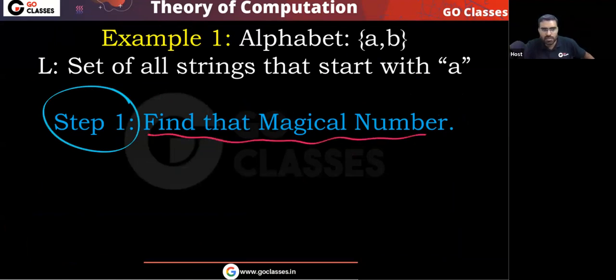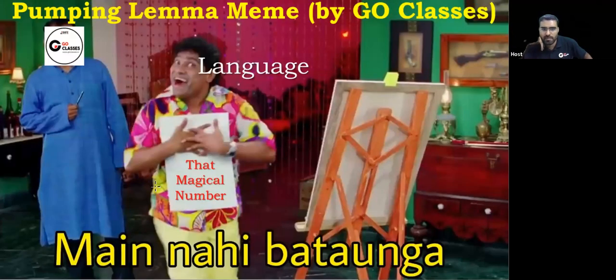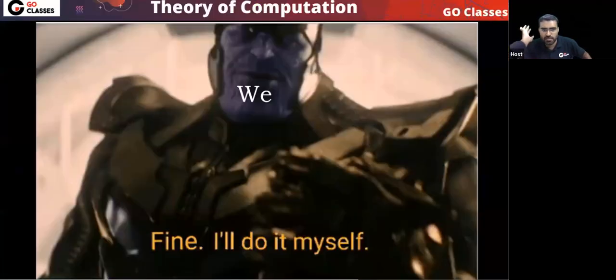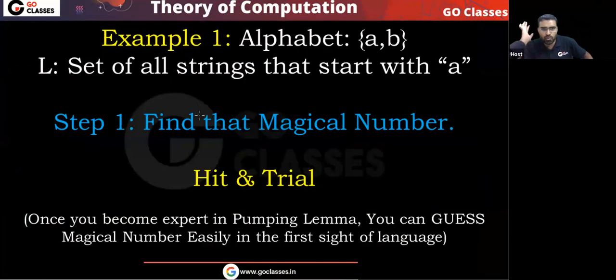Okay, so tell me one thing. How to find this magical number? That is important, right? For this language, how to find the magical number? This language will not tell us. If you ask this language, what is that magical number, this language will not tell you. So how to do that? We have to find it. So let's do it ourselves. Now, let me tell you how to find this magical number. The answer is hit and trial. Okay, hit and trial. That is the answer.